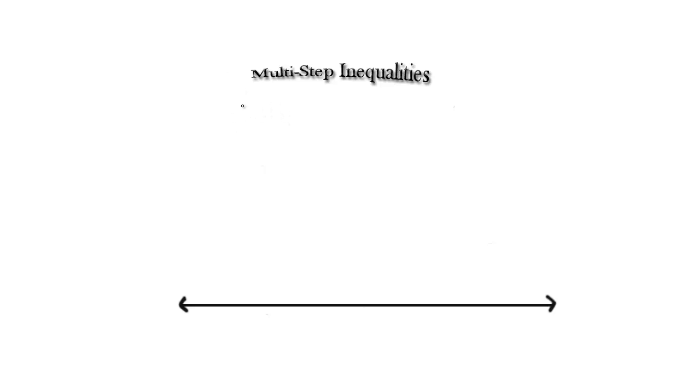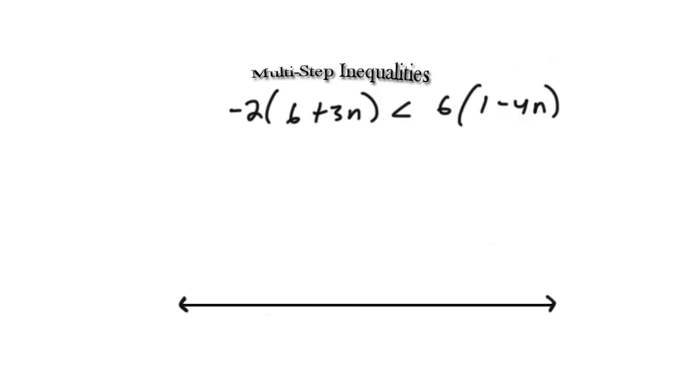Let's say we have negative 2 in parentheses 6 plus 3n close parentheses is less than 6 times 1 minus 4n. Right? So what I want to do here is distribute this negative 2 into the 6. Right? So let's do that. Negative 2 times 6 is negative 12. Right? And I'm going to do the same thing with the 3n. So distribute that negative 2 with the 3n. So that's going to give us negative 6n. Okay, and this stays the same.